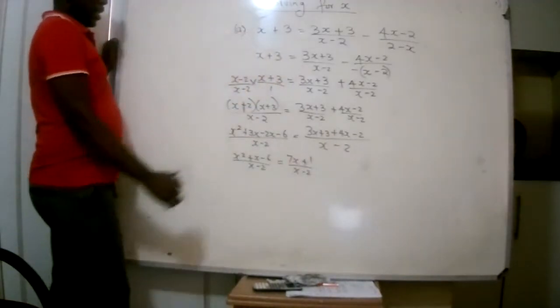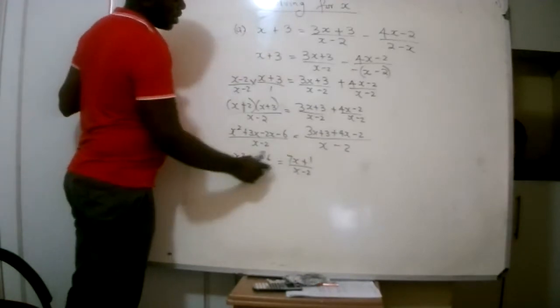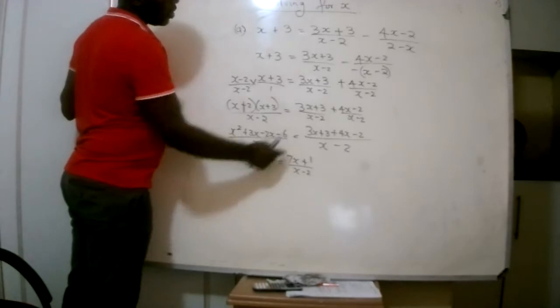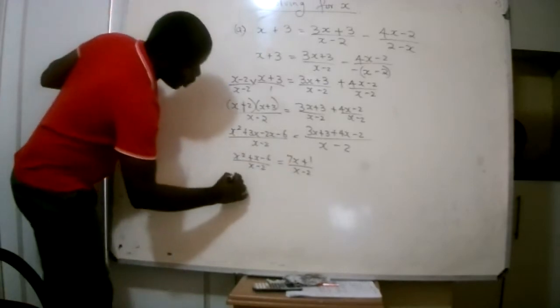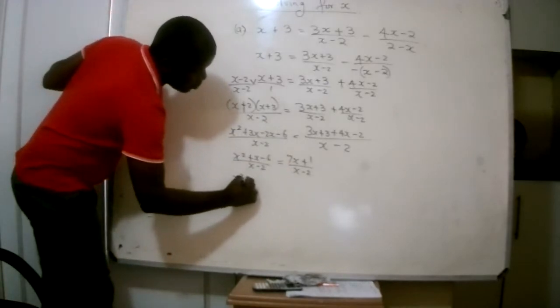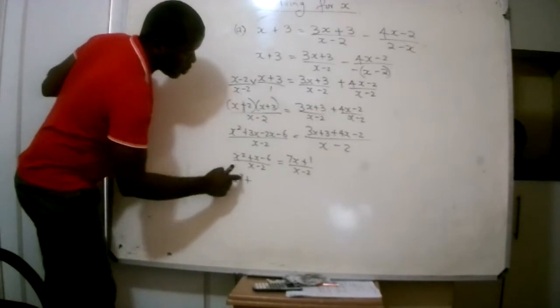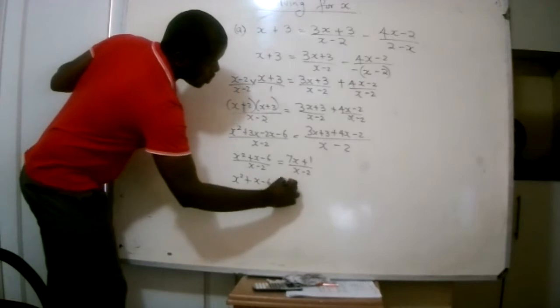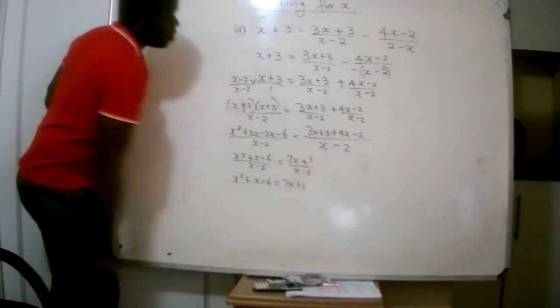So as I told you the last time, now the denominators are the same. What do we do if the denominators are the same? We equate the numerators. And after equating the numerators, this is what we're going to get: x squared plus x minus 6, which is equal to 7x plus 1.